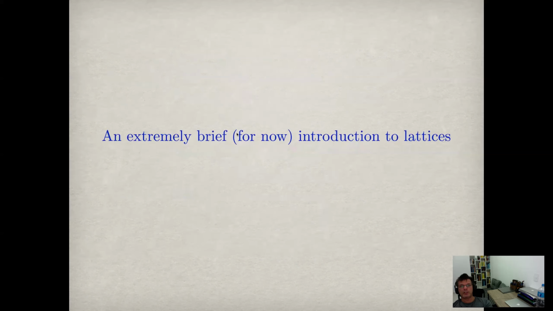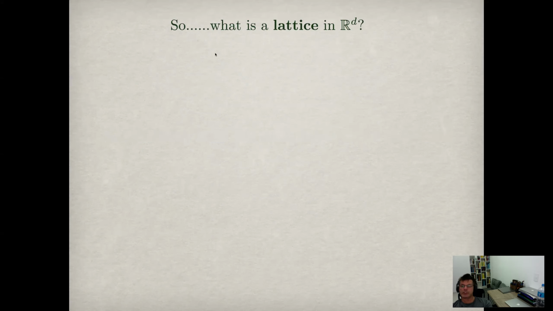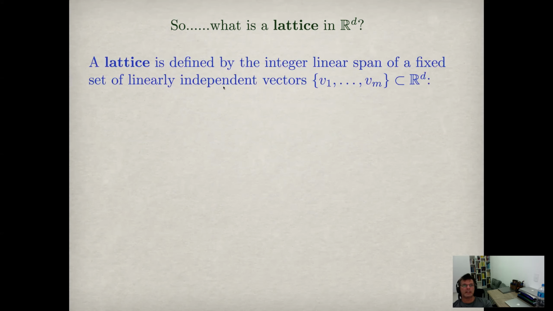So let's go into a very brief, extremely brief introduction to lattices, but I think useful. So what is a lattice? It's defined as the integer linear span of a fixed number of linearly independent vectors, let's say v1 up to vm, in Euclidean d-dimensional space. Because they're linearly independent, necessarily m is less than or equal to d. And so we have, by definition, a lattice is the integer linear span of v1, v2 up to vm. So let's write it down.